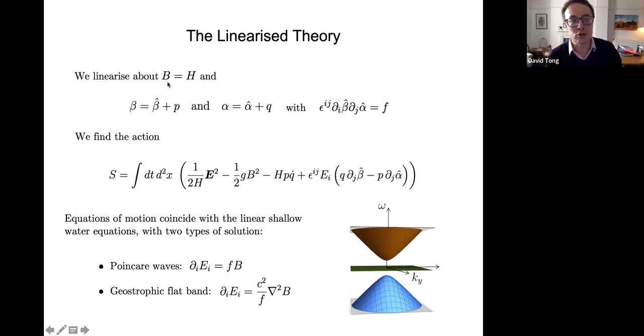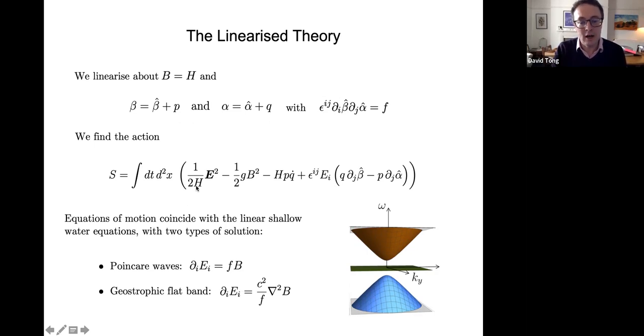So I'm going to linearize this action, and I'm going to linearize about some fixed background magnetic field. So B is equal to H. And all the subtleties come from linearizing these alphas and betas. So these alphas and betas have to be linearized in the following way. There's some alpha hat and beta hat, which are some fixed number, actually some fixed function, really, as we'll see. And then P's and Q's are the things that fluctuate. And we'll see why I call them P and Q shortly. And the alpha hat and beta hat have to obey the following equation, where F is the background Coriolis force, the strength of the Coriolis force.